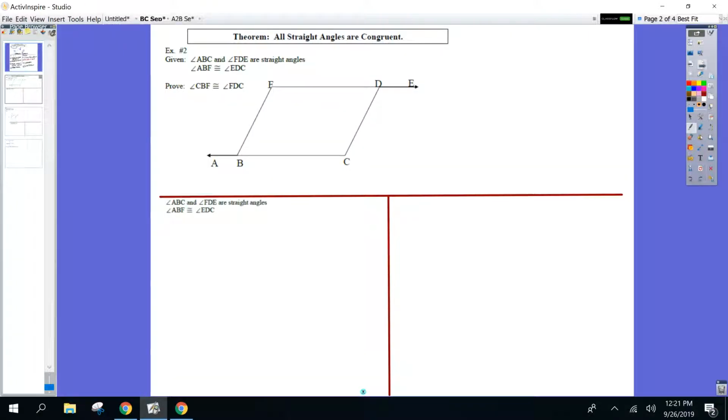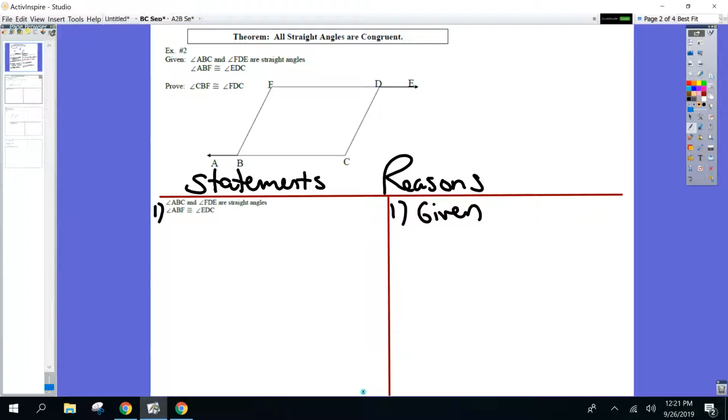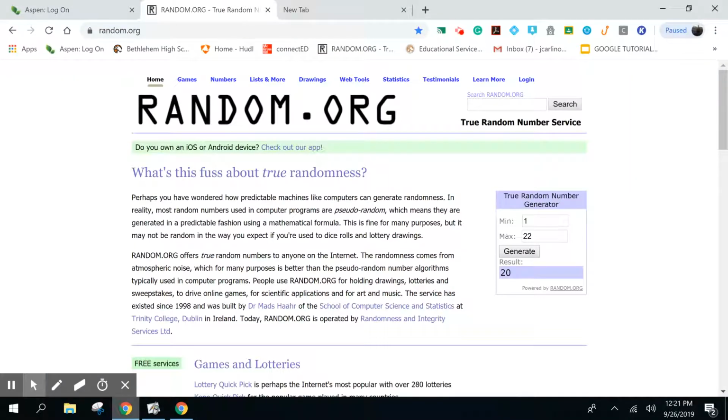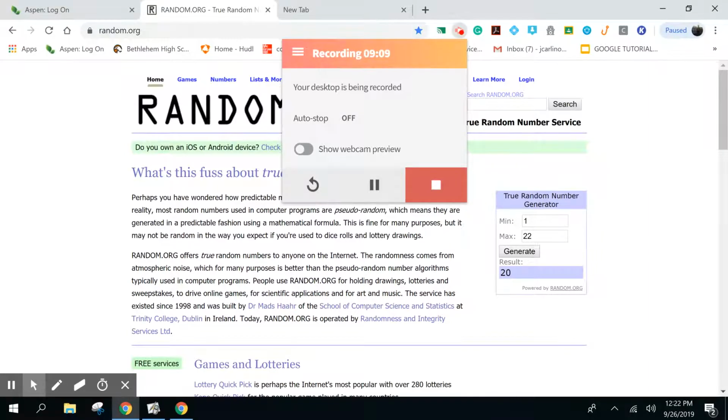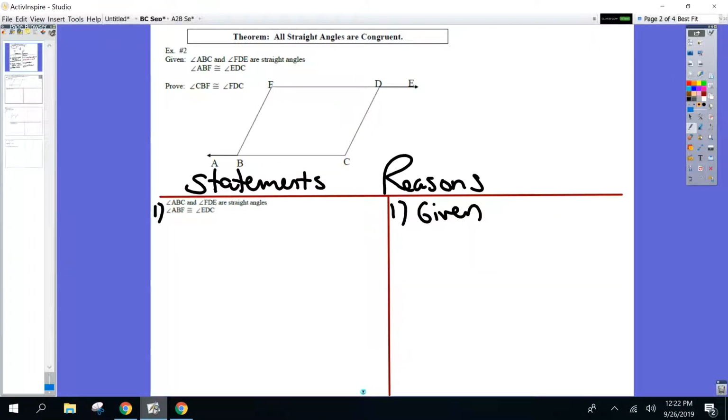Same thing, give you a couple minutes here, write down your givens, mark your diagram with whatever you need to. Make sure these 2 congruent angles, ABF, they're on the outside, everybody, all right? Yes, they're on the outside. And EDC, they're on the outside, not the inside.